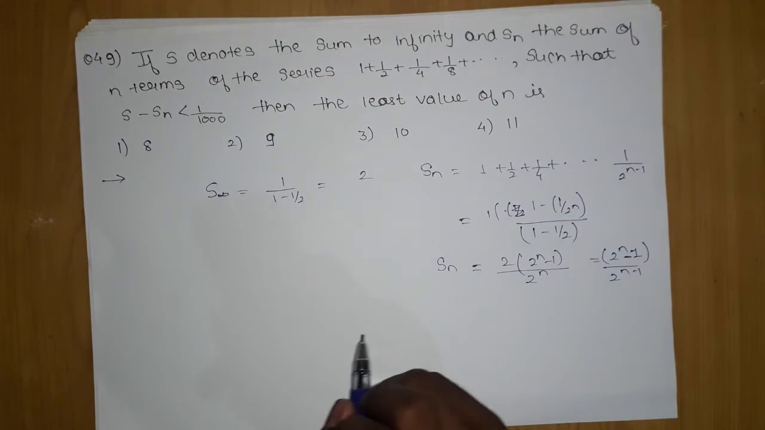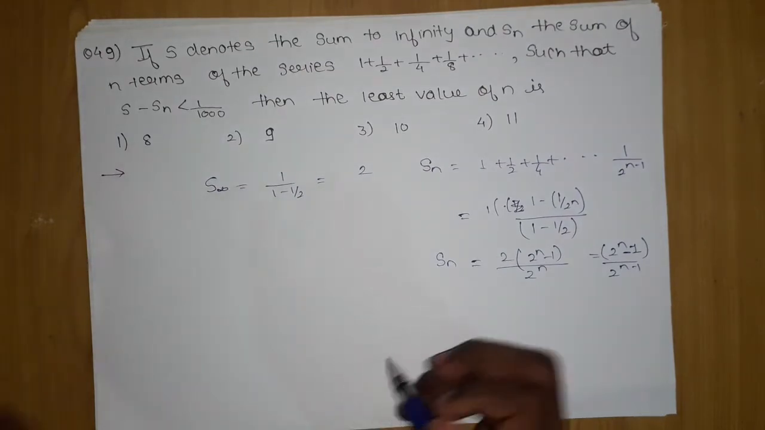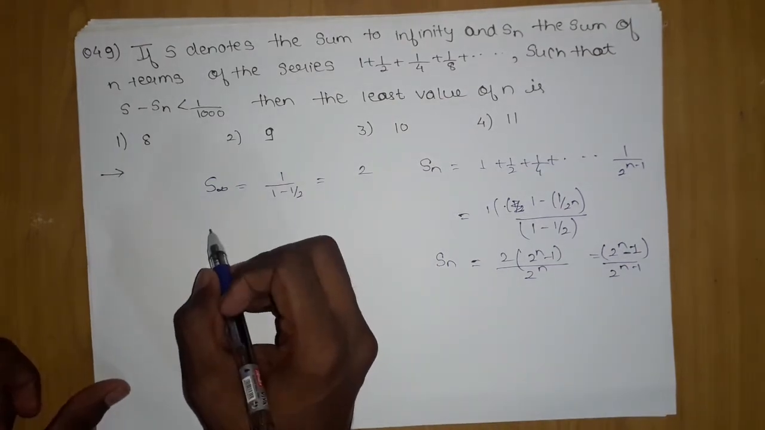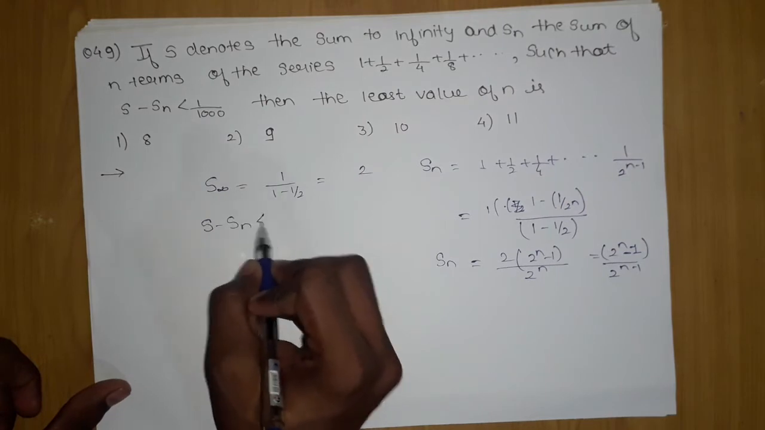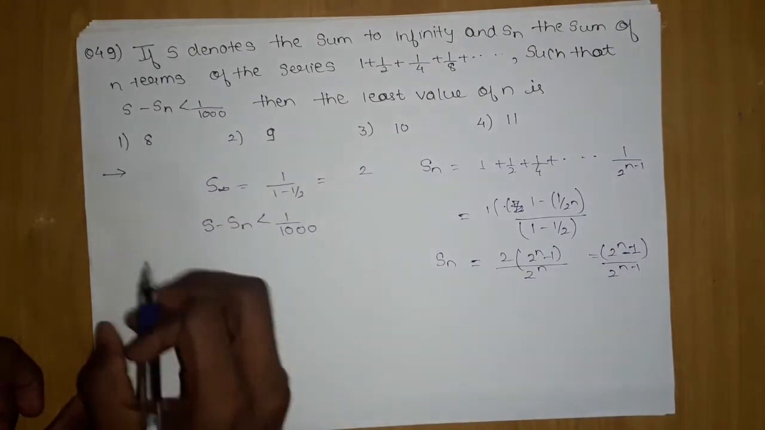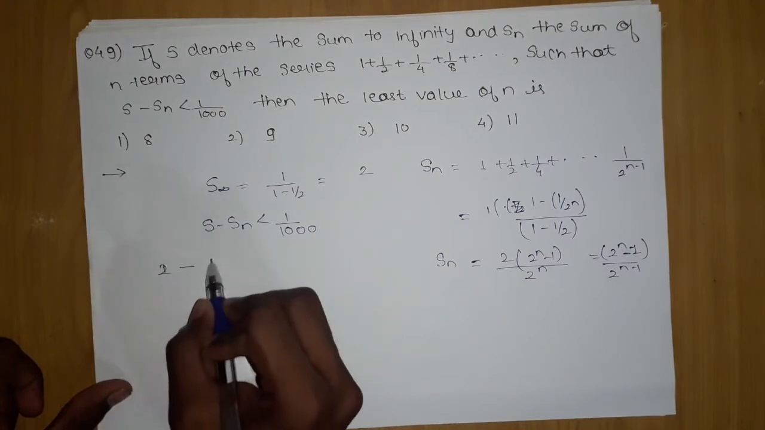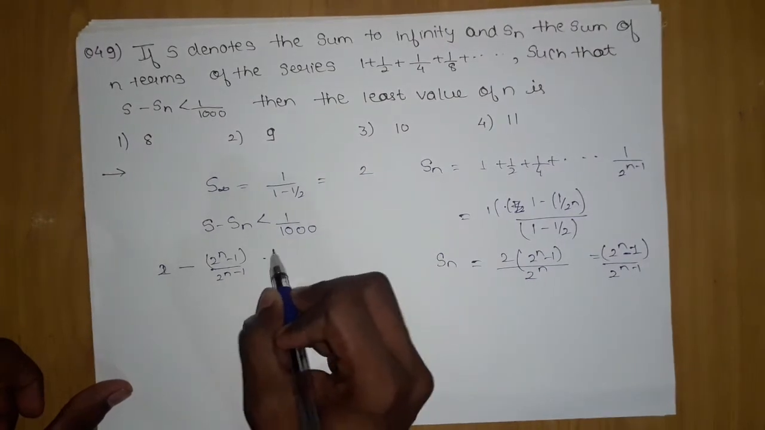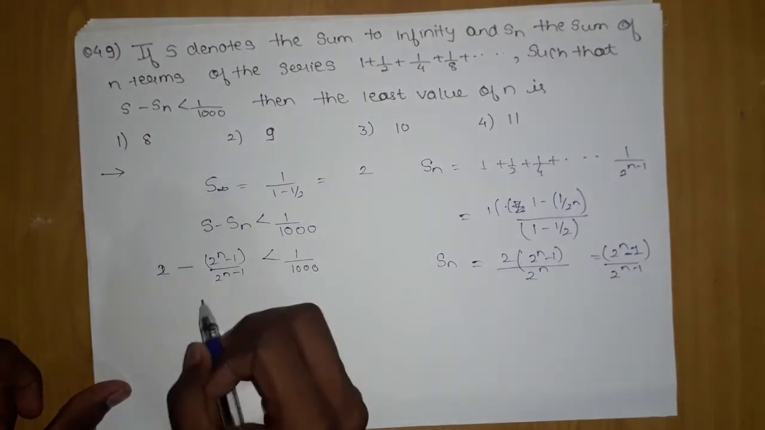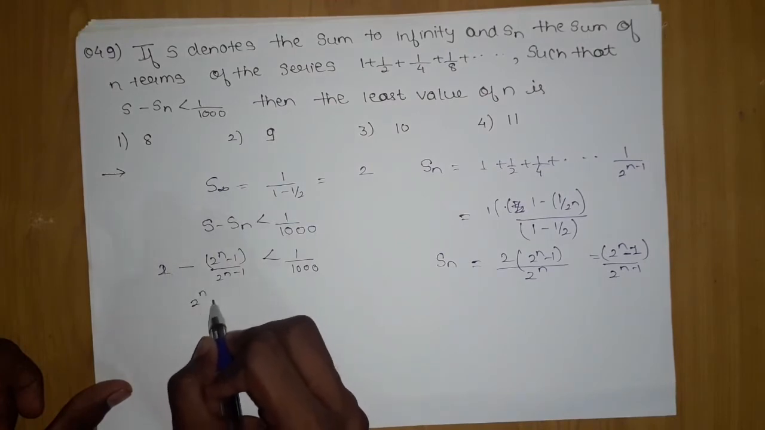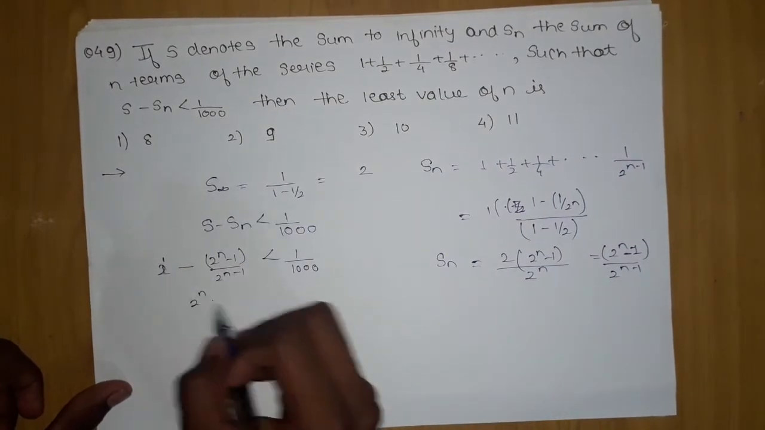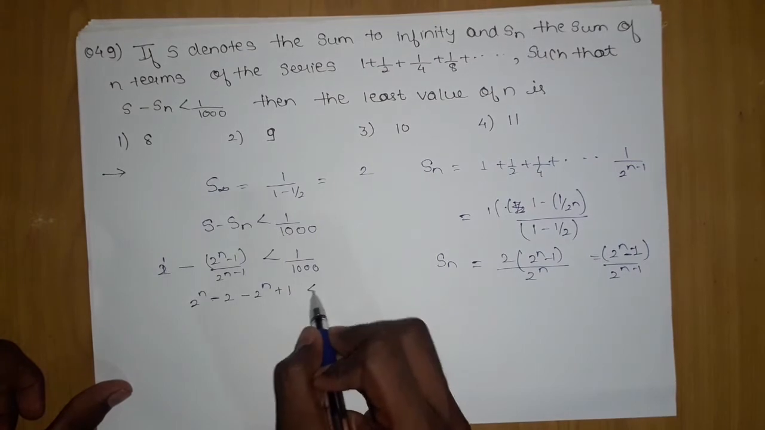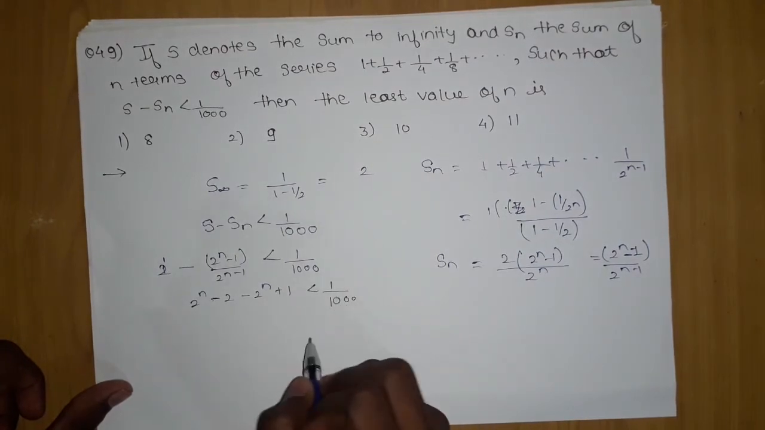Further on, one more thing we can do is s minus Sn is less than 1 upon 1000, right? So this is 2 minus 2 power n minus 1 upon 2 power n minus 1, it should be less than 1 upon 1000. This is 2 power 1, this is 2 power 1, they will add on, giving me 2 power 1 minus 2 power n plus 1, should be less than 1 upon 1000.